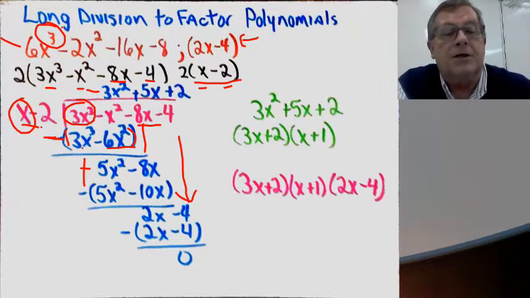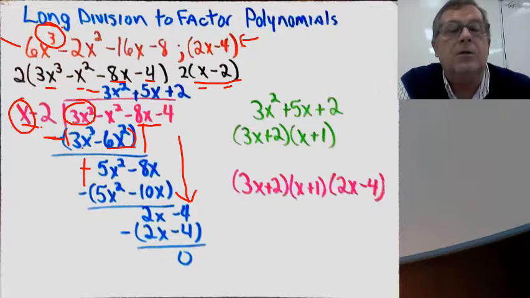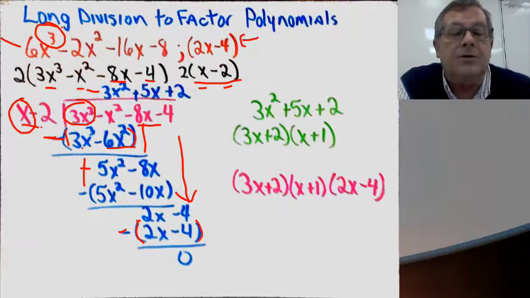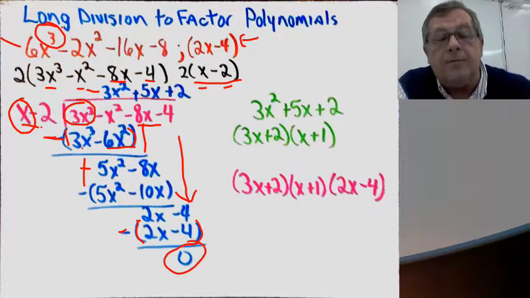Again, I'm only focusing on the lead terms. How many times will x go into 2x? Well, it'll go in 2 times. 2 times x is 2x. 2 times minus 2 is minus 4. I'm going to subtract this expression from the one above it. And 2x minus 2x is 0. Minus 4 plus 4 is 0. I have a 0 remainder.